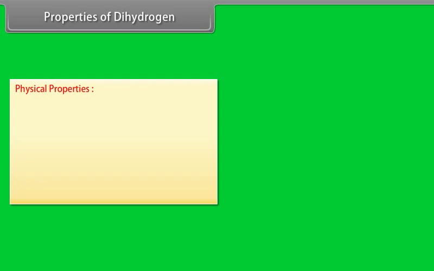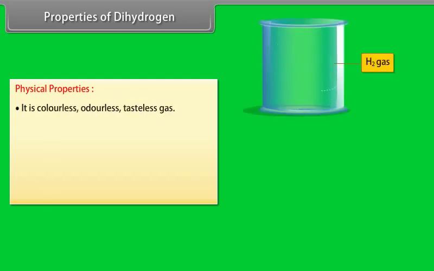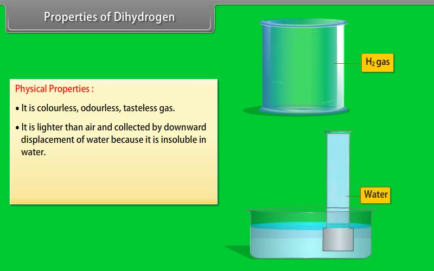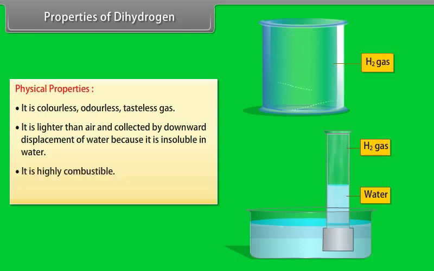Properties of dihydrogen. Physical properties. It is colorless, odorless, tasteless gas. It is lighter than air and collected by downward displacement of water because it is insoluble in water. It is highly combustible. It is the lightest of all elements.